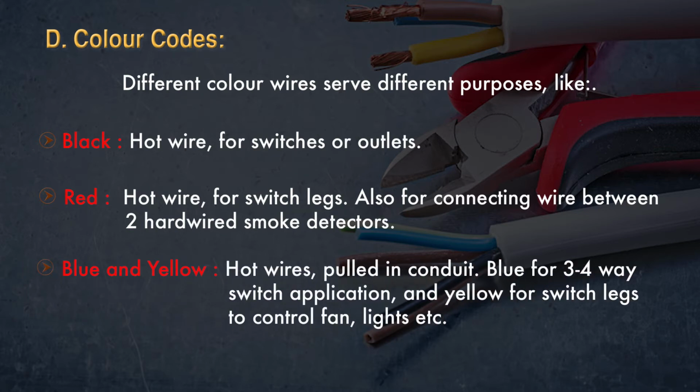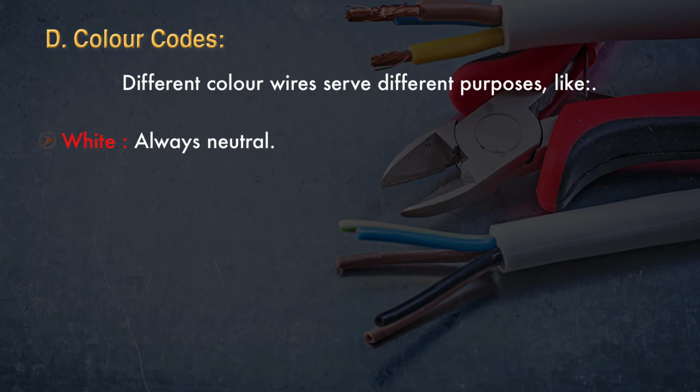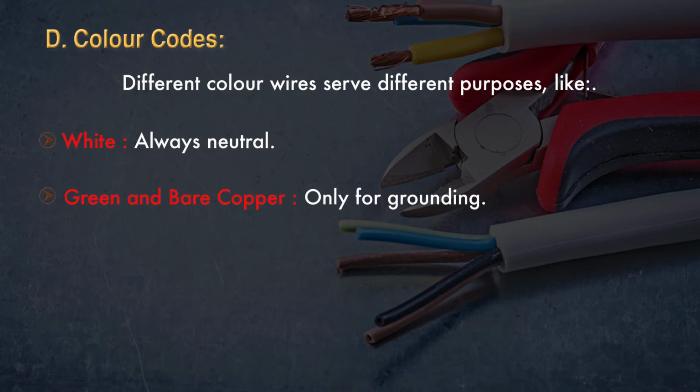Now we are going to discuss the color codes blue and yellow. These are used for hot wires pulled in conduit, blue for 3 to 4 way switch applications and yellow for switch legs to control fans, lights, etc. Now next color, that is white. The white color wire is always used for the neutral wire. Next colors that we are going to discuss are green and bare copper. These wires are always used only for grounding.